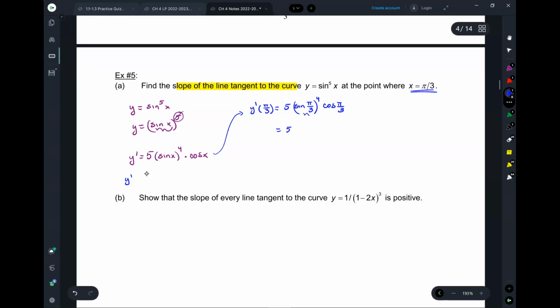5 sine of pi over 3, root 3 over 2. Cosine pi over 3, 1/2. Oops, this has an exponent of 4. Okay, so what the heck is root 3 over 2 to the 4? Well, favorite thing math teachers say is when in doubt, write it out. Root 3 over 2 to the 4 is this.